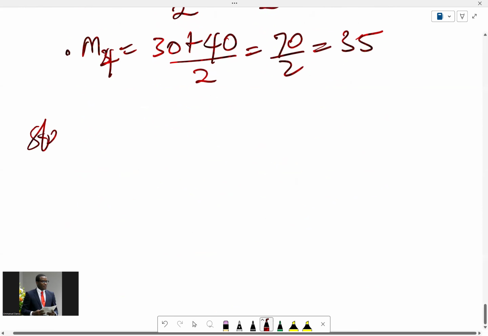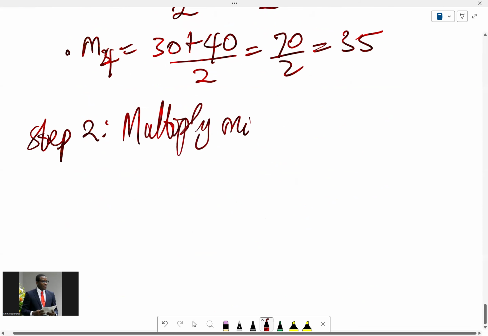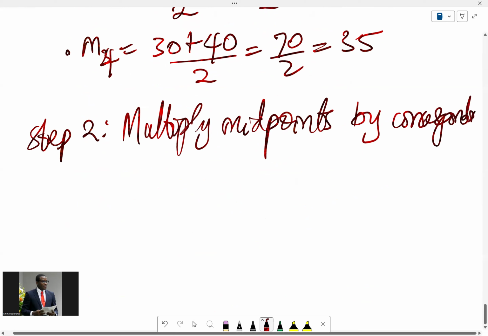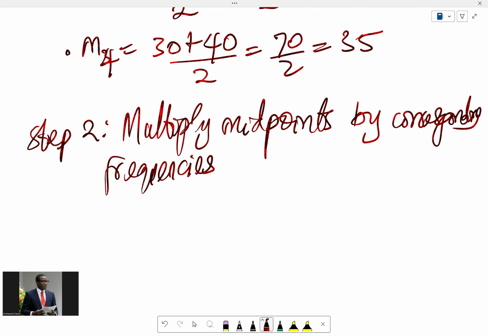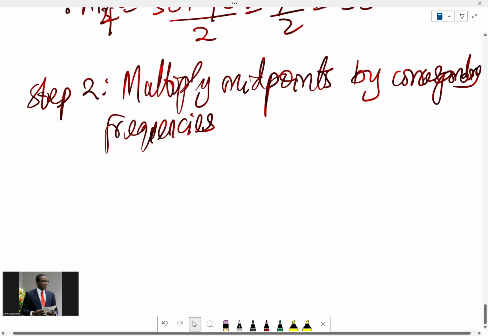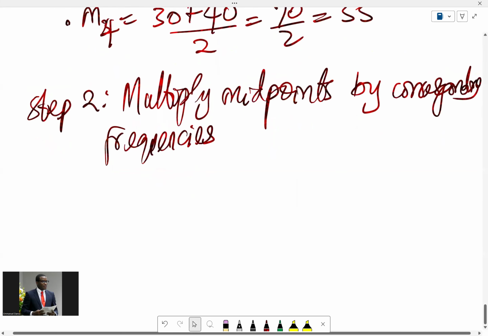And then step two, you multiply midpoints by corresponding frequencies. I'll just make that statement for now, and I'll show all the workings in the table. So now it's just for explanation. So multiply midpoint by corresponding frequencies.